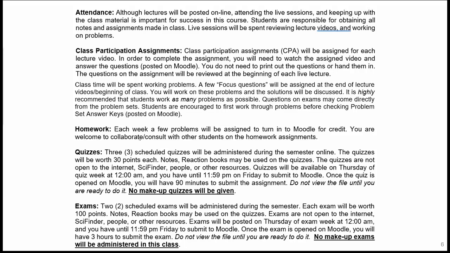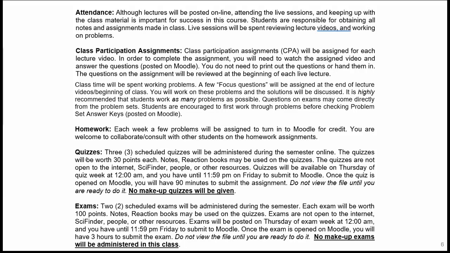So you have your homework that I mentioned. You're welcome to collaborate or talk to other students about homework assignments. There is on the Moodle page a message board. If you want to start asking questions there with students, you are perfectly welcome to do that. There's a couple of different message boards there.